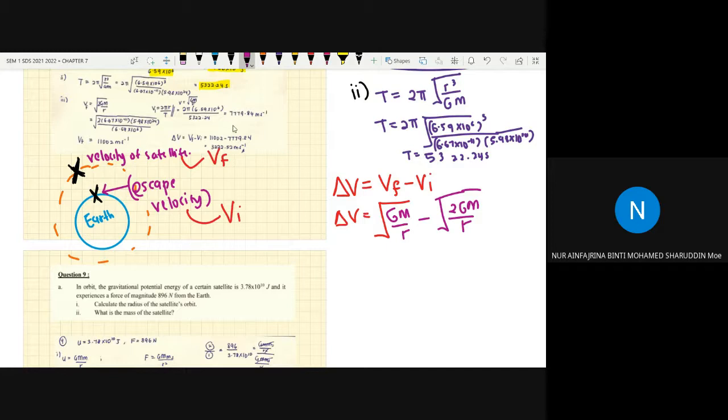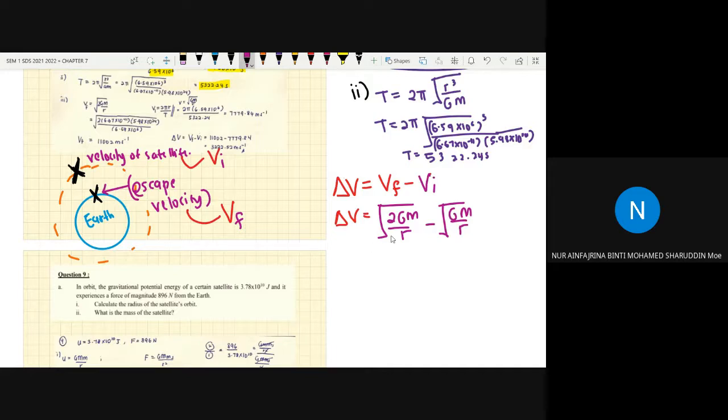So, when you have put it in, you will get for your final... Miss, isn't escape velocity the final velocity? Escape velocity is final velocity. Okay. Escape velocity is final velocity, then velocity of satellite is initial velocity. So, thank you. So that's why it looked strange. This will become 2GM over r minus GM over r.